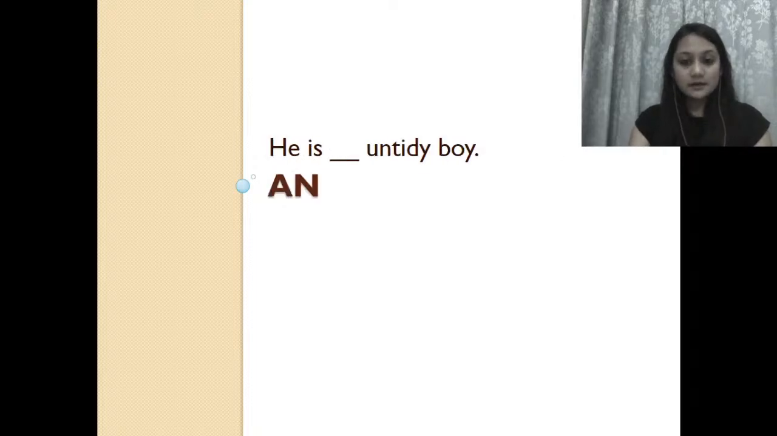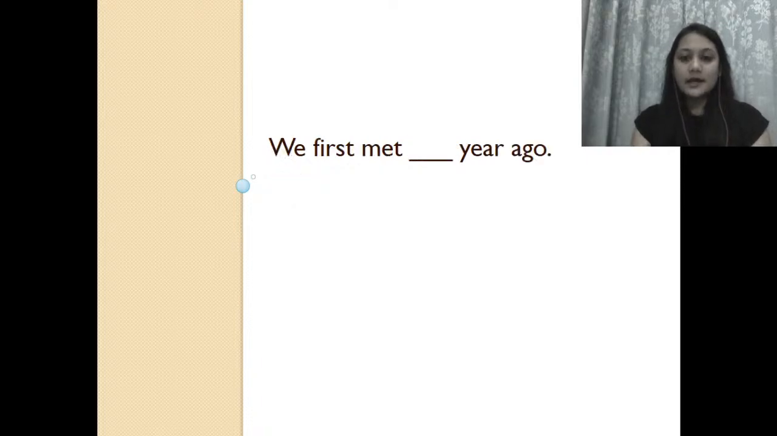Right, this is a. What is the sound of untidy? It is a, right? A, E, I, O, U, a is there. That is why we have put here N. We first met year ago, and it is supposed to be first met years ago, right? There's a problem. So what is the answer? It will be, we first met a year ago, right? Not an year ago, because the sound is that of year.